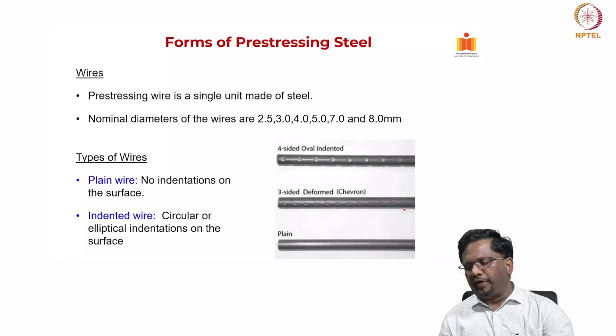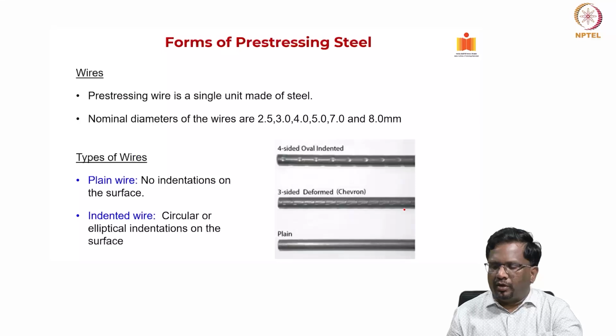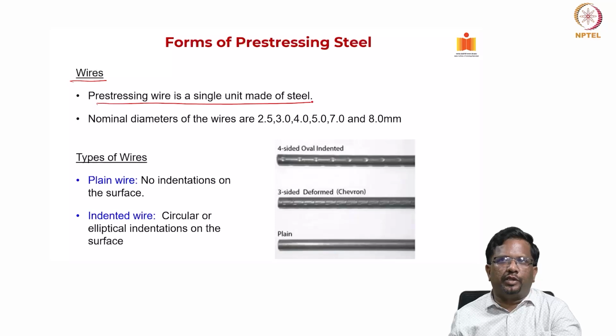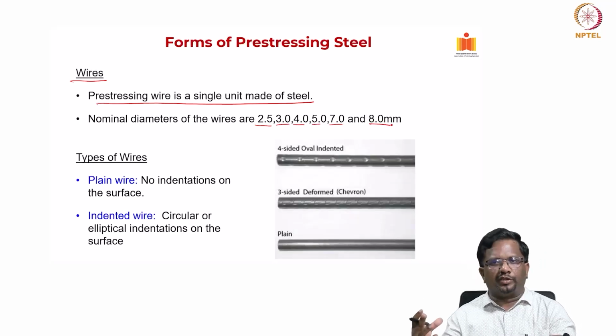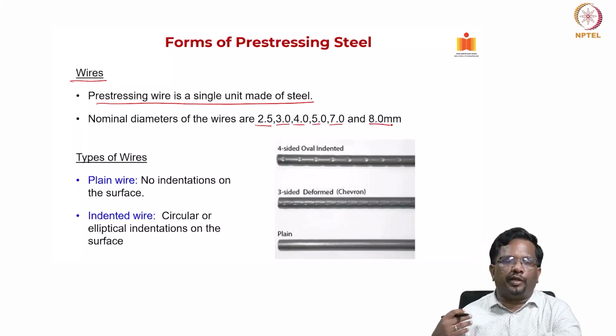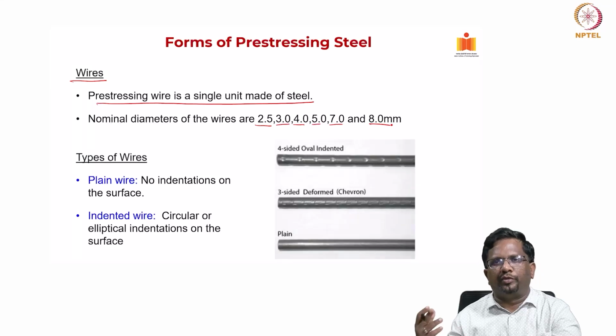Now, there are various forms of pre-stressing steel that are available, and wire is the most fundamental unit of pre-stressing steel. Pre-stressing wire is typically a single unit made up of steel, and you get wires in different ranges of diameters, starting from 2.5 millimeter, 3 millimeter, 4 millimeter, 5 millimeter, 7 and 8 millimeter. Depending upon the element and the size of the element, even individual wires can be used of a suitable diameter. For example, if you look at sleepers, people tend to use even individual wires and do pre-stressing.